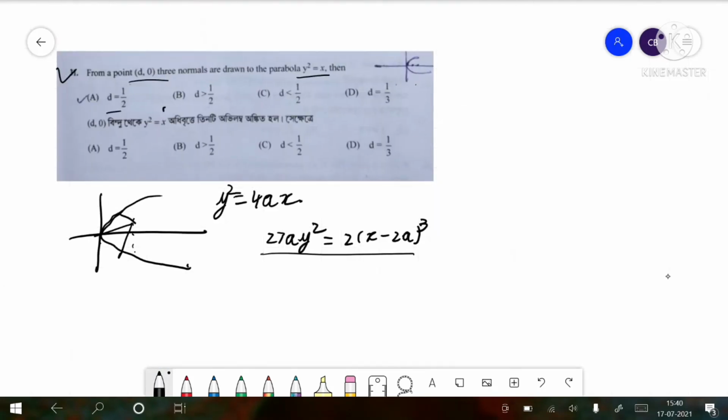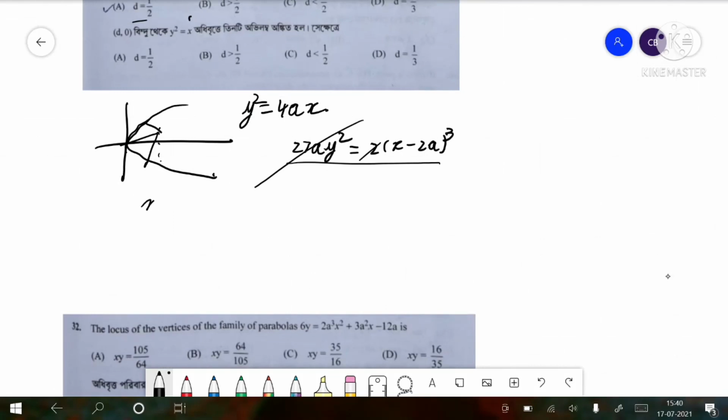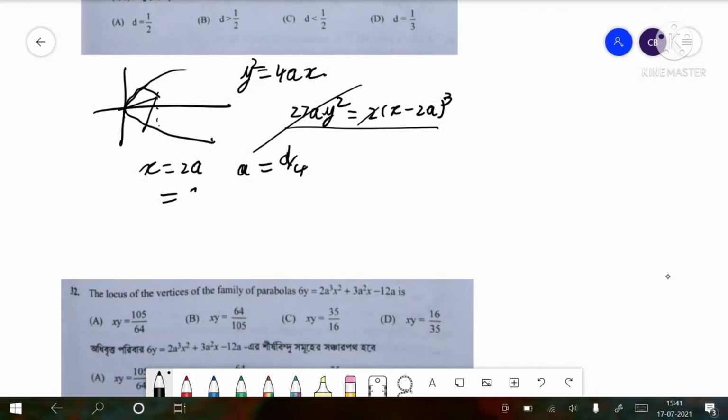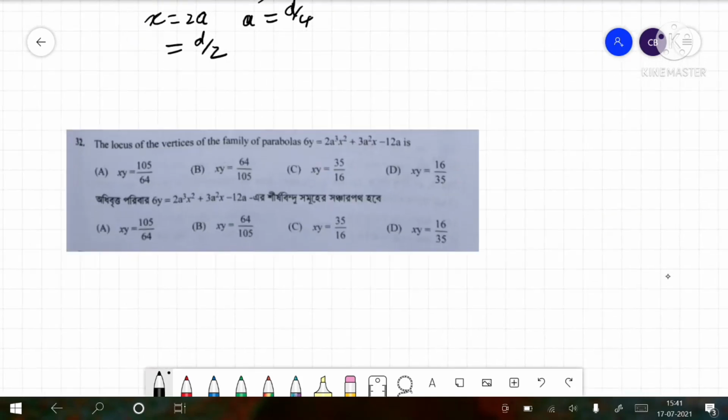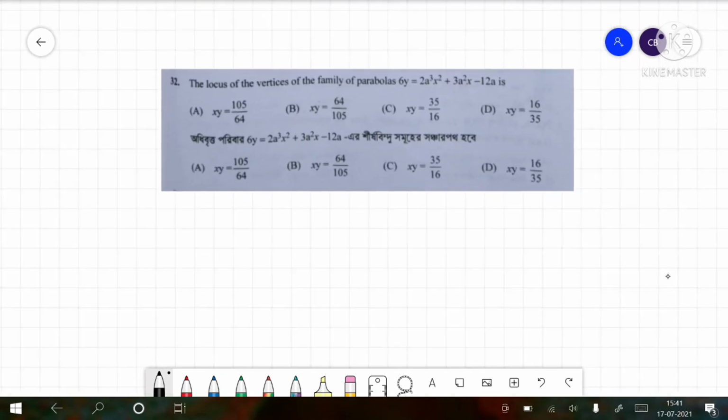So from this we can see, given y is already given to be 0, if we cut this out, we can simply say x is equal to 2a. Now here a obviously is 1 by 4, therefore x is d by 4, therefore x is d by 2. Now the answer is d by 2. Moving on to the next question.